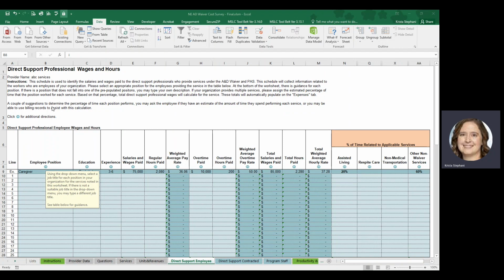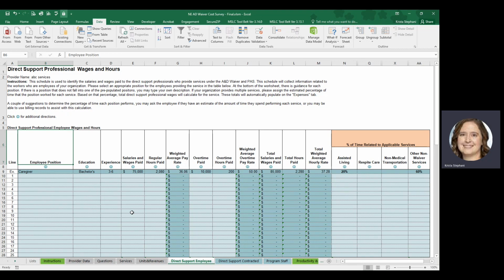This training module will walk through how to complete the information being requested on the Direct Support Professional Wages and Hours, or the Direct Support Employee tab of the State of Nebraska's Department of Health and Human Services Aged and Disabled and Past Services Cost Survey.